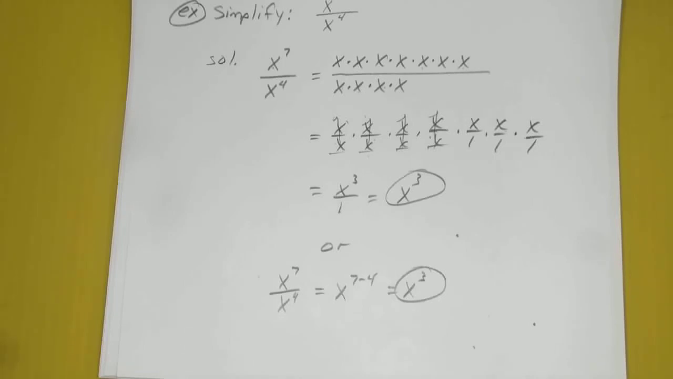Okay. Any questions on that one? Will the exponents for the denominator ever be larger than the numerator? Yep, and that's when we end up with negative exponents. That's when we're going to do that one. So basically, instead of multiplying, we're just subtracting.